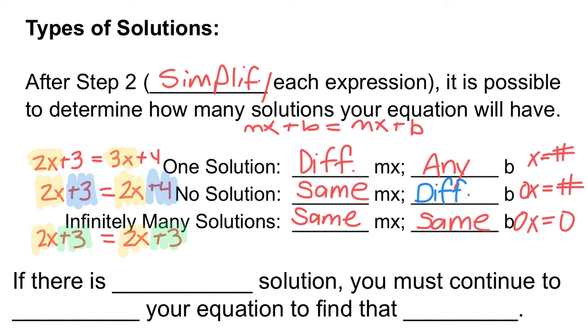Now, if you decide that there is one solution, like you look at that equation after step 2 and you're like, okay, yeah, there's going to be a solution to this. Well, you can't just stop and say one solution. You have to actually finish working it. So if there is one solution, you have to continue to solve to get that value. So the whole purpose of this is not just finding the number of solutions. It's about finding the actual answer to the problem afterward.